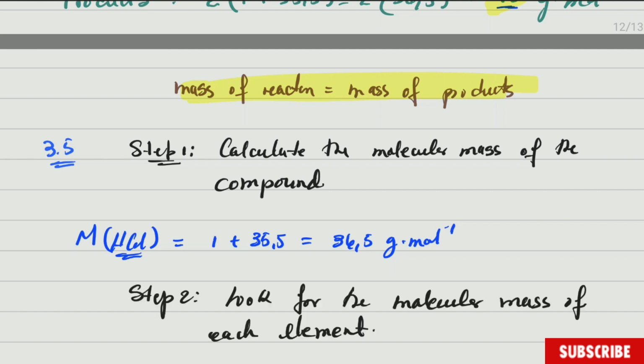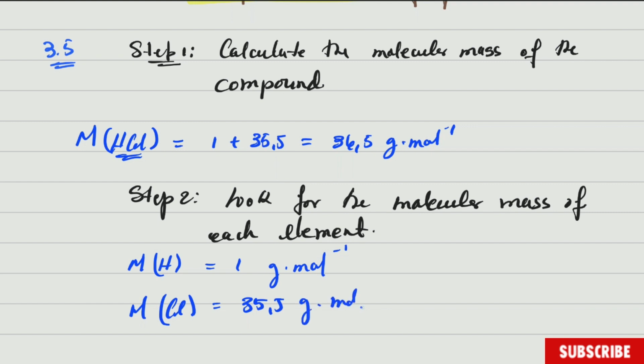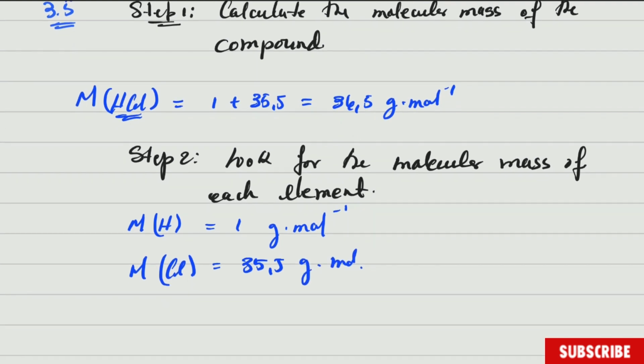So now you are going to look for the molecular mass of each element. For instance, for hydrogen, we have this 1 gram per mole. That is for hydrogen. And for chlorine, we also have it. It's going to be 35,5 grams per mole. Guys, and the last step is calculate percentage.